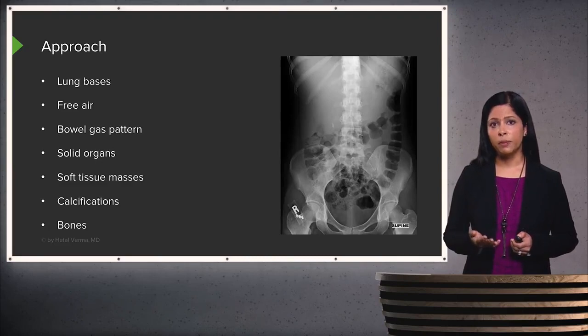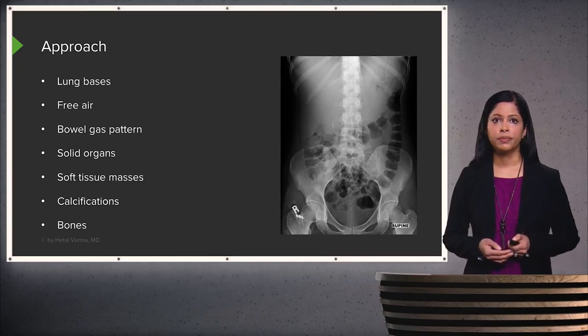Next, I look at the bowel gas pattern, and then I evaluate the solid organs. I then look for any abnormal soft tissue masses, any abnormal calcifications, and lastly, I take a look at all of the bony structures.